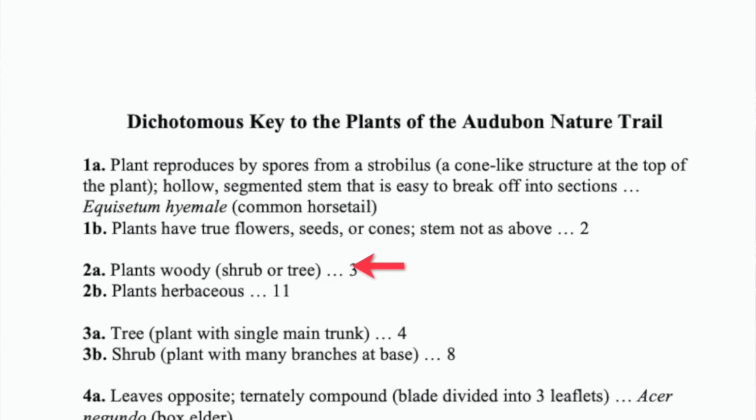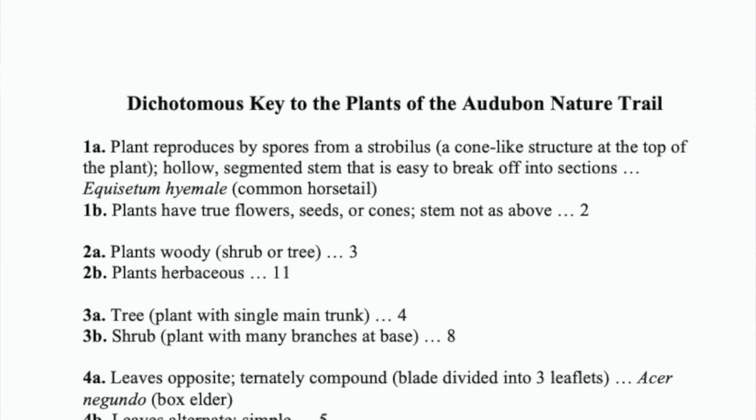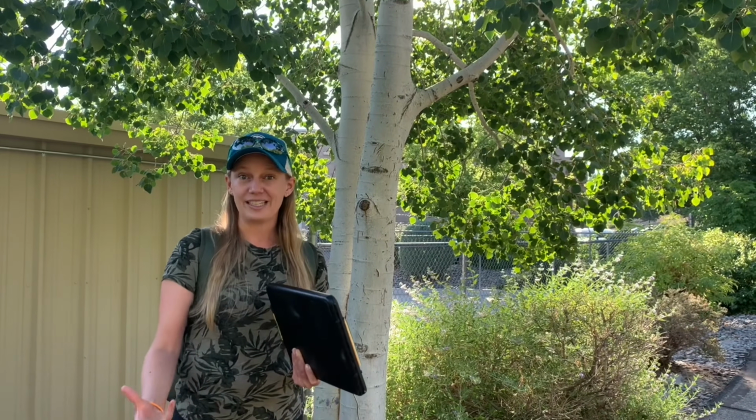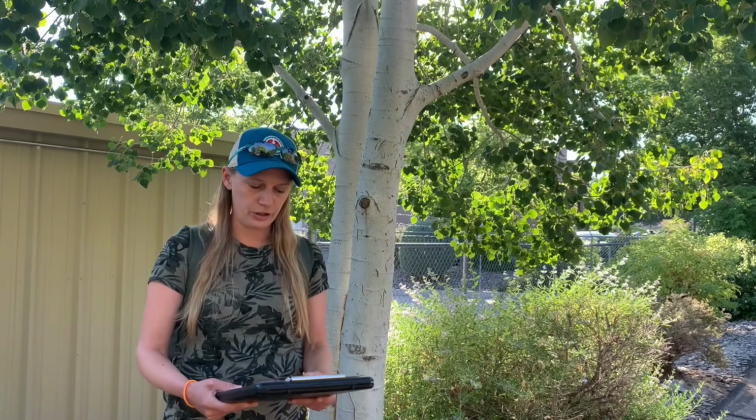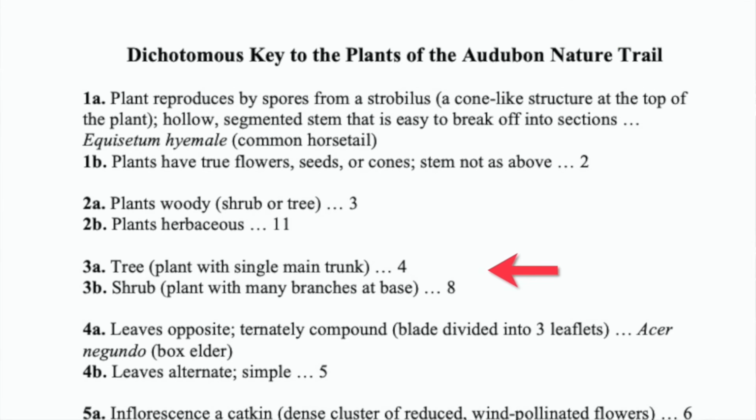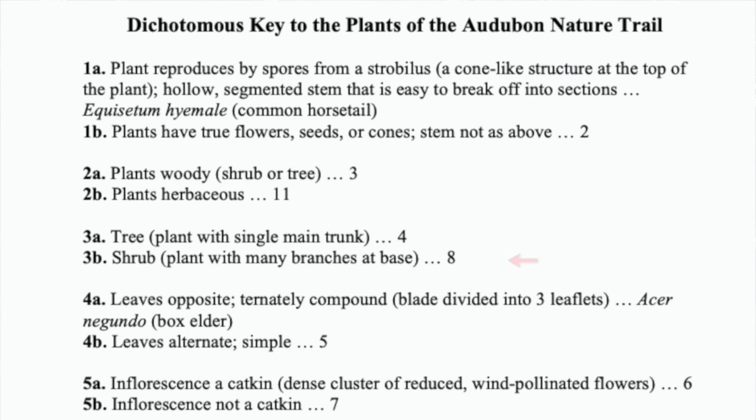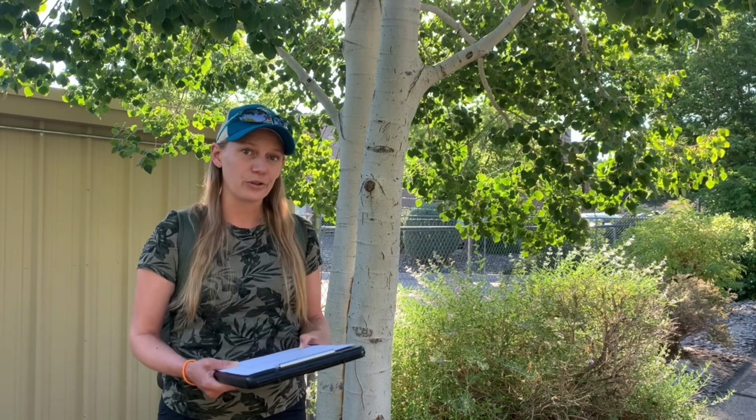The second question is whether the plant is woody or herbaceous. Keep in mind that herbaceous means things like grasses and flowers that don't have any woody stems. This plant clearly does have a woody stem, so I'm going to safely move on to number 3. Number 3 is asking whether the plant is a tree or a shrub, so whether or not it has a centralized trunk.